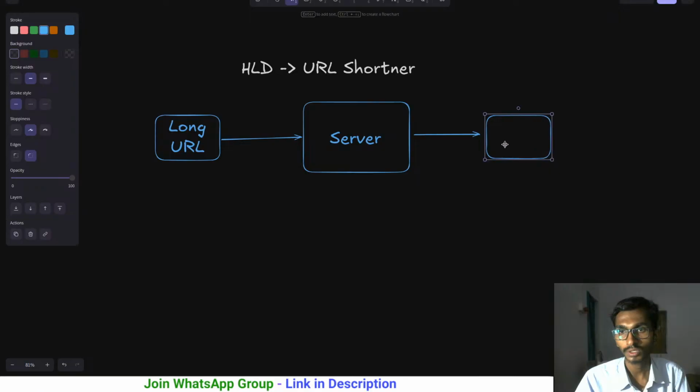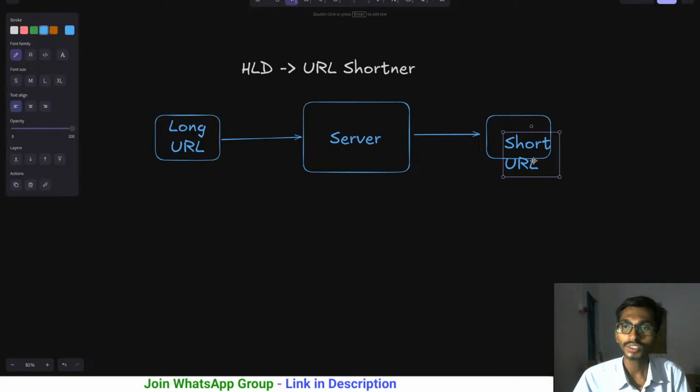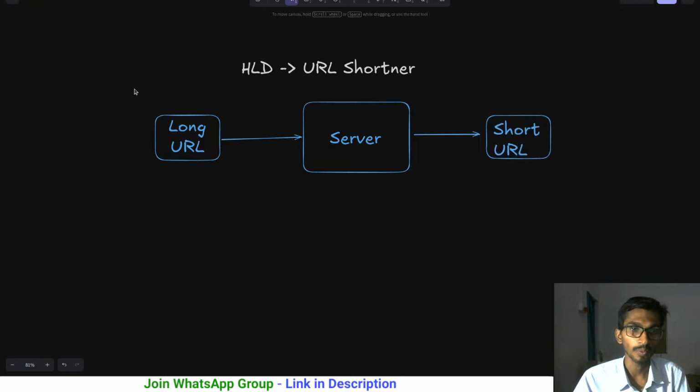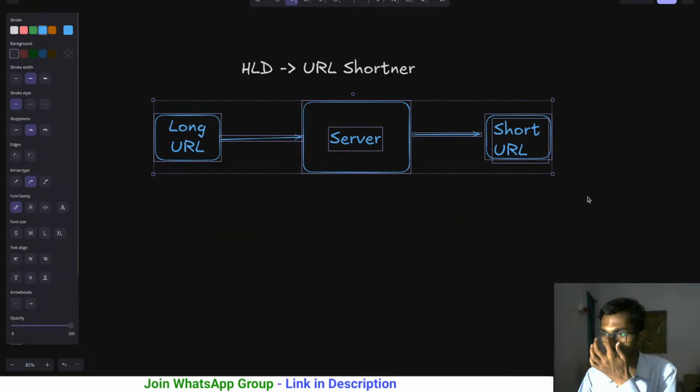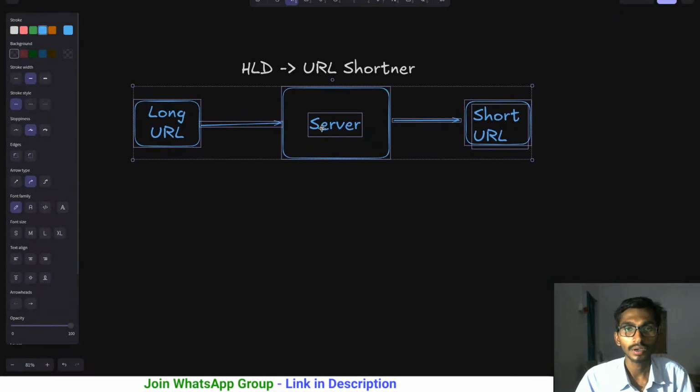So it's pretty simple. The overall analogy is simple. We'll have the short URL here. This is how things should actually go on, but behind the scenes, many things happen, and let's start going through them one by one.